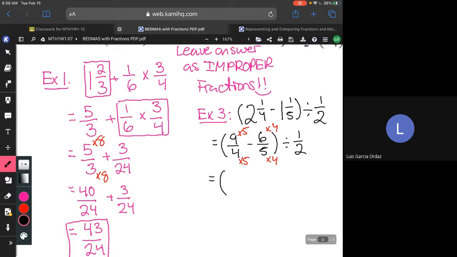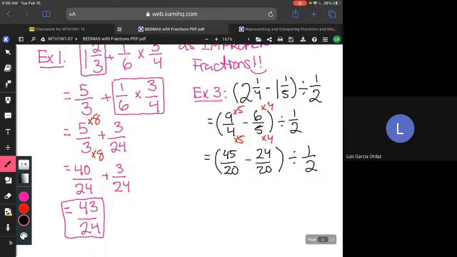What does the first one become? Lauren? 45 over 20. And my second one? Aaron? 24 over 20 divided by 1 over 2. Now I can subtract my numerators because my fractions have the same denominator. So what does my subtraction become? 45 over 20 minus 24 over 20. What's my answer, Basil? I get 21 over 20.